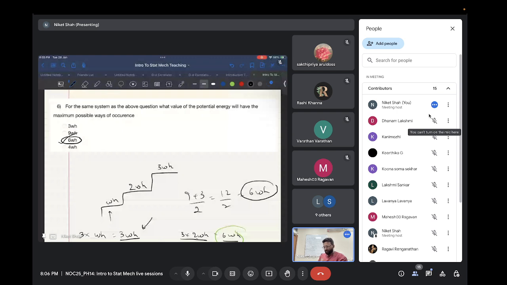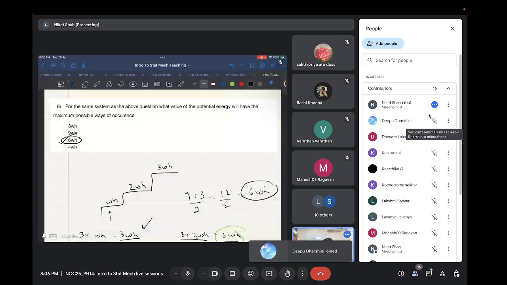This has also into 3, into 3. This 7 WH also has 6 ways. And 6 WH has 6 plus 1, 7 ways of occurring. So in that way, 6 WH has the maximum possible ways of occurrence.